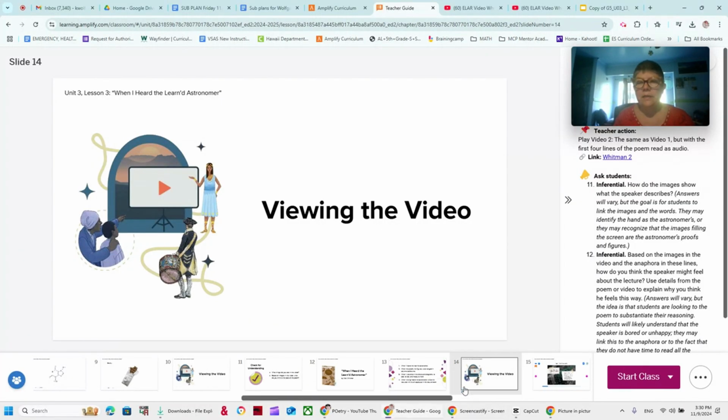How did watching the video with those lines at the same time show what the speaker describes? Pause me and talk about it. So we're linking the images and the words together. Do you think the hand is the astronomer's as he's explaining it? Or maybe those are the astronomer's proofs and figures in the video?